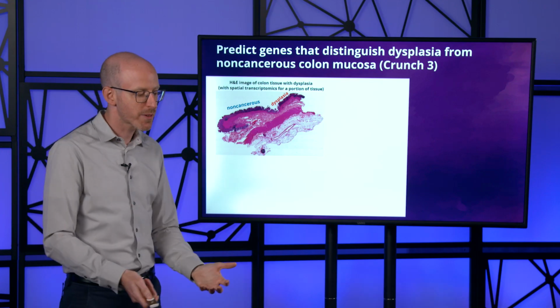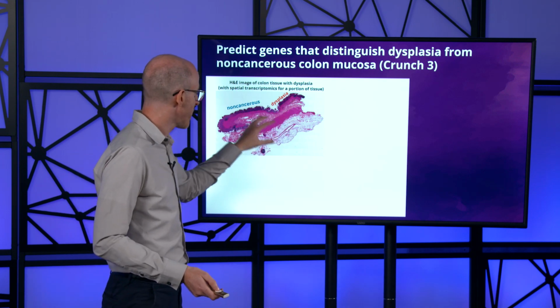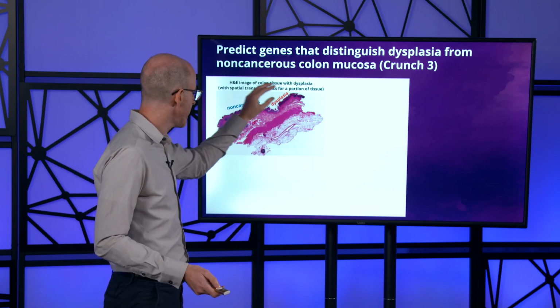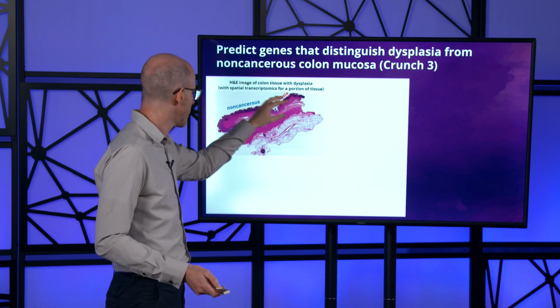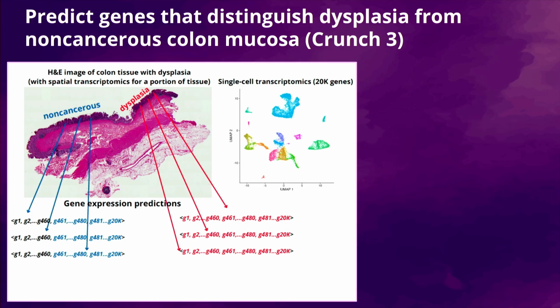And so one very reasonable way to proceed is to take the H&E image here and predict the gene expression in the different regions, in the dysplasia region and the non-cancerous region. We can make those gene expression predictions in the non-cancerous regions here for cells here, and in the dysplasia region for cells here, and get all these predicted gene expression vectors.